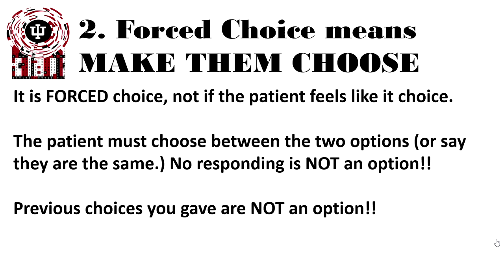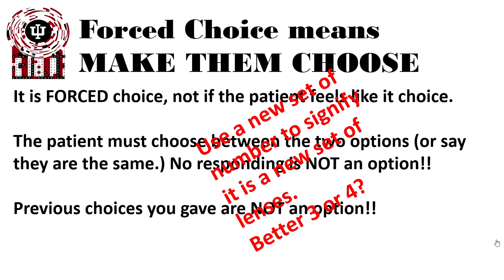If you went through better 1, better 2, and you add a little minus, better 3, better 4 is a new trial. 1 and 2 is not an option anymore for this patient. They cannot respond 1 or 2. They must respond to the new choices. Use a new set of numbers, though, to help signify to the patient that this is a new trial. So after you've done better 1, better 2, go up to better 3 or 4, better 5 or 6. Now, you shouldn't go up to high numbers like 10, 11. You can start back over at 1 or 2, but you should always move to a new set of numbers. That way the patient knows it is a new trial with an entirely different set of lenses.